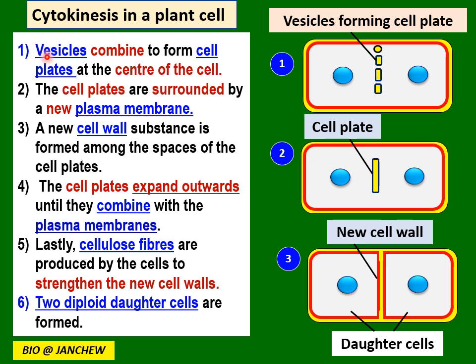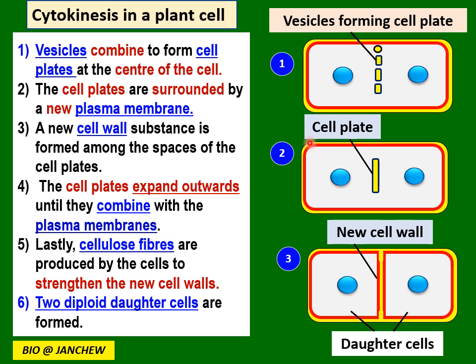So at first there are vesicles. Vesicles are small tiny bags that contain certain substances inside them. So vesicles will gather in the middle of the cell between the two nuclei during cytokinesis, and then they will combine to form a cell plate. Now this is the cell plate formed when the vesicles combine.